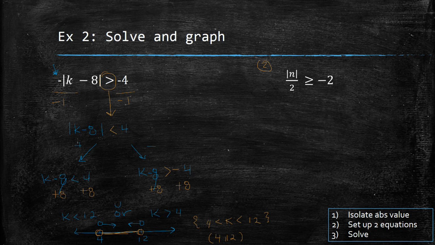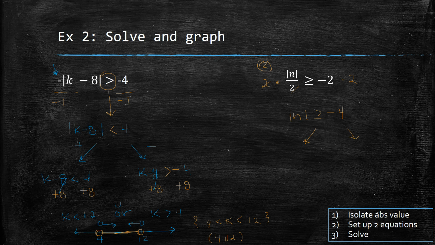To solve this one over here on the right, we have that denominator of 2. Remember, the easiest way to get rid of a fraction is to multiply by the denominator. So those cancel here and here, and we're left with the absolute value of n is greater than or equal to negative 4. We have no extraneous solutions here. This is going to be a positive, so it will be greater than that negative number.